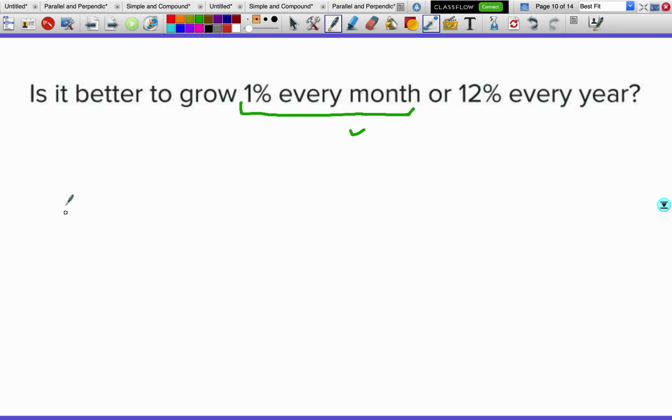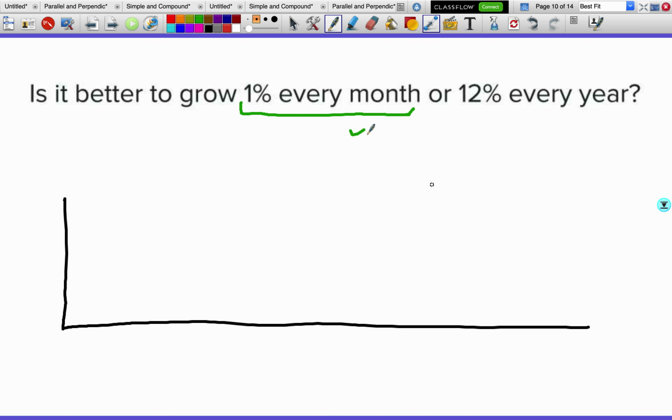So let's graph a very rough sketch of our wealth over time using these two different strategies. So here, this will be money, this will be time in months. And let me put in, okay, so just a bunch of tick marks to represent all of the months for maybe about 2 years.